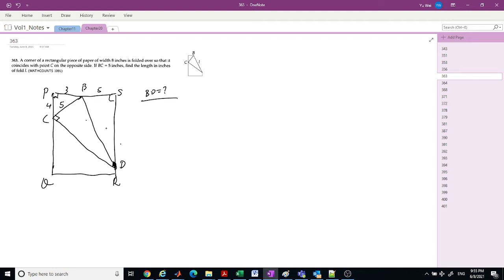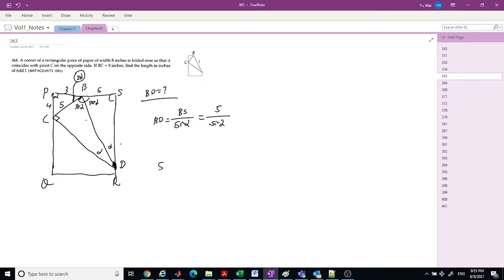Okay, so we know this angle is alpha, and this angle will be alpha. This angle is 90 minus alpha, right? This angle is 90 minus alpha. So this angle will be 2 alpha. Okay, so we know BD is equal to BS over sine alpha, which is 5 over sine alpha, right? So if we solve for sine alpha, we can solve the problem.